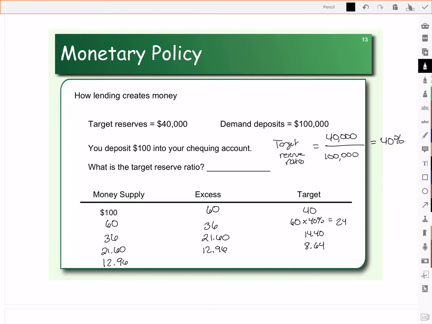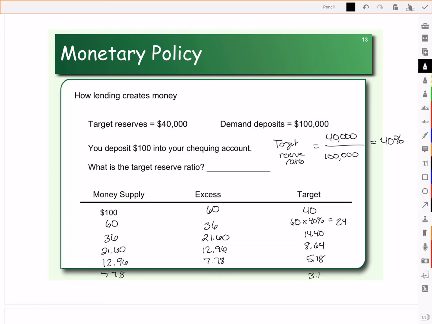So $12.96, if that gets deposited, 40% of that has to be held as cash. So that's what, $5.18. And the rest becomes excess reserve. So 12.96 minus 5.18 is $7.78. And the $7.78 gets lent out. It gets put into someone else's checking account.